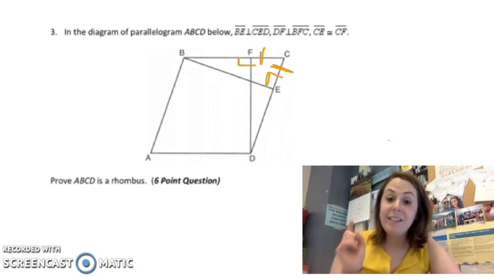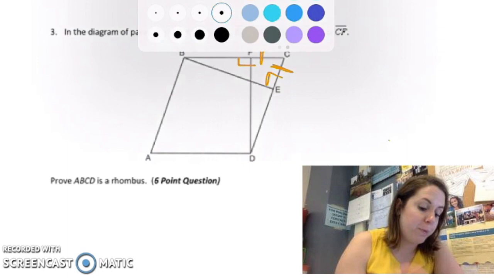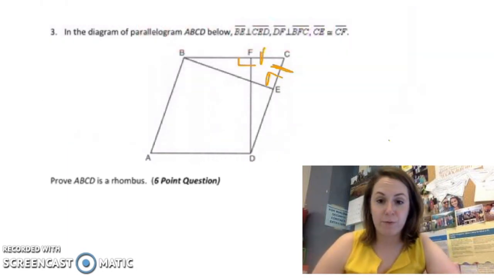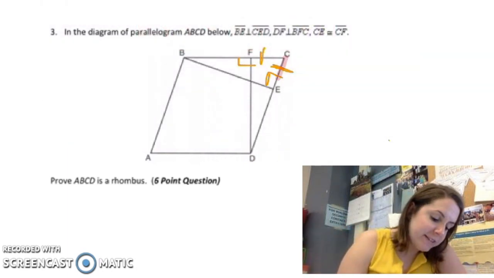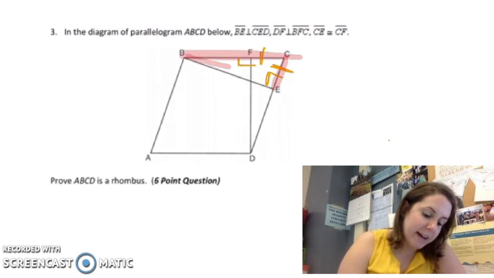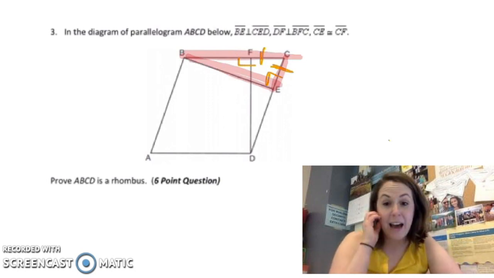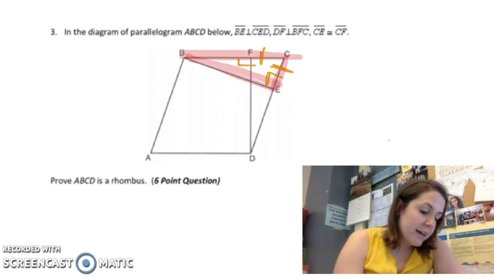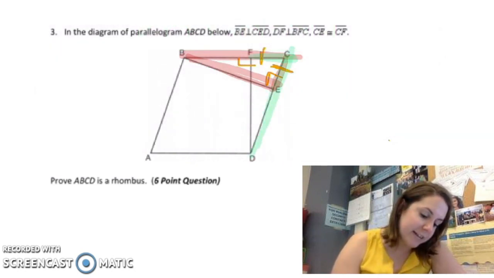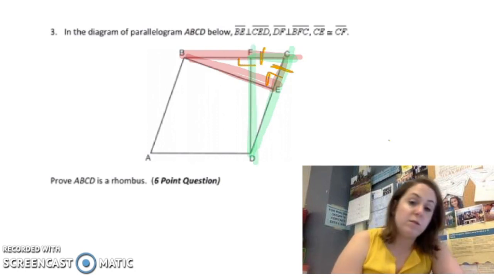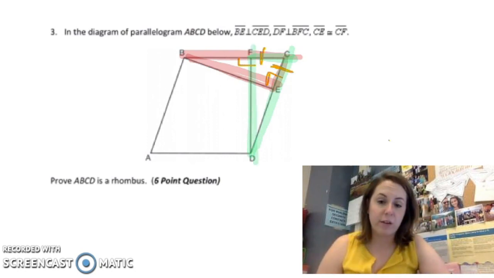And remember, at the end of the day, every proof boils back down to a triangle proof, okay? So I know this side, and I know that's a right angle, and I want to know something about the side of the rhombus. So I'm going to use that triangle. And then I also know this side. I want to know something about the next consecutive side. So I'm going to use that triangle. So my goal is to prove those two triangles congruent.